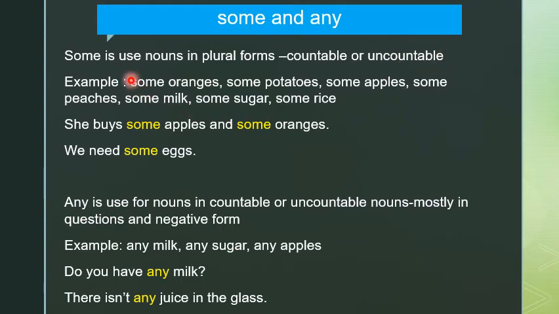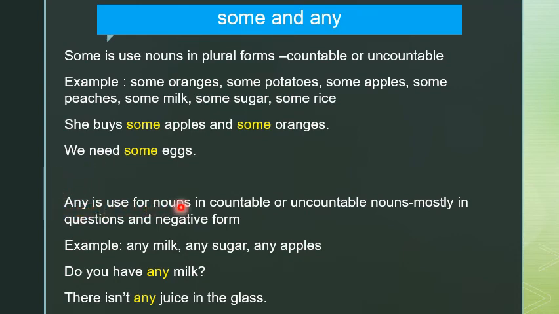But you can use some both in countable and uncountable nouns. Okay, now let's look at the sentence. She buys some apples and some oranges. So before the words oranges and apples, you can use some. We need some eggs. So before the word eggs, you use some. We need some eggs.